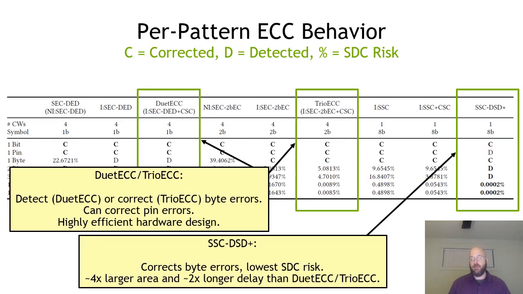These ECC behaviors lead us to propose two best organizations that differ in their SDC risk, pin error correction abilities, and hardware overheads. We have hardware synthesis results in the paper that demonstrate that both Duet/Trio ECC and SSC-DSD+ decoders can operate within a single GPU cycle, but the SSC-DSD+ decoder is 4 times as large and has twice the delay.